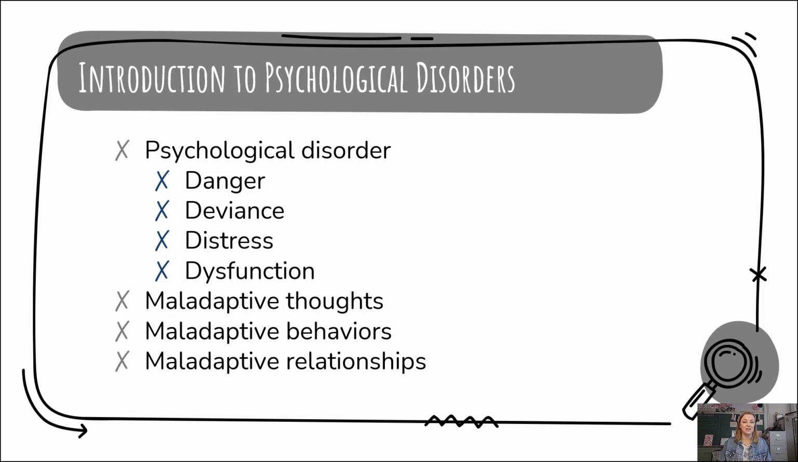The next is deviance. If the behavior or thoughts differ significantly from the social norms of that person's group, for example, extreme paranoia or hallucinations, then we could consider that behavior abnormal. The third is distress. If the behavior causes emotional suffering, such as severe anxiety or depression, we can consider that abnormal. And finally, dysfunction. When the disorder or behavior disrupts daily life, making it hard to work, maintain relationships, or take care of yourself, that would be classified as abnormal behavior.